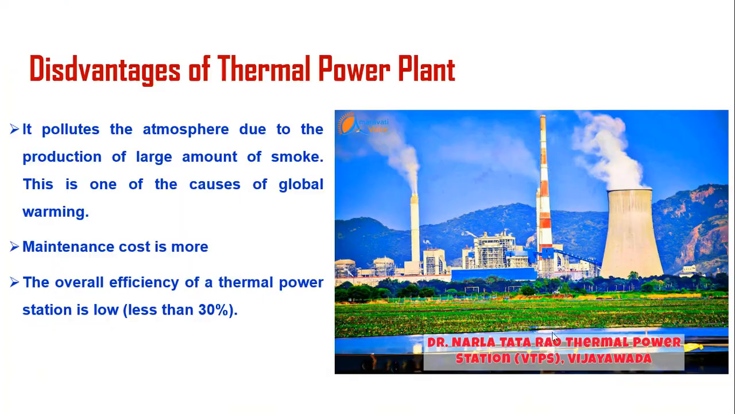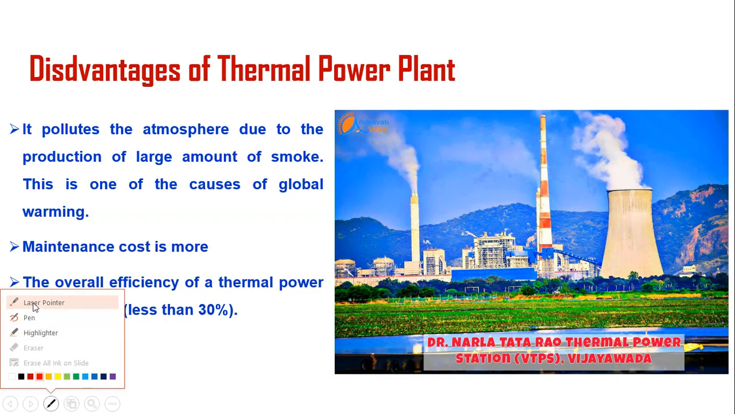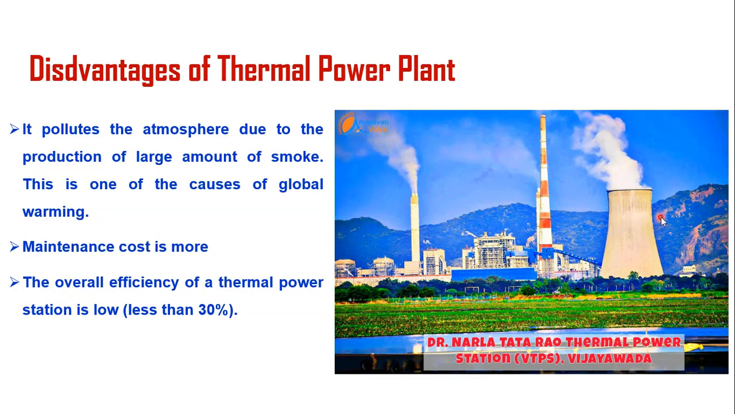So coming to the disadvantages of thermal power plants, the major disadvantage of this thermal power plant is pollution. It will release flue gases, so it will create pollution in the atmosphere due to the production of a large amount of smoke. This is one of the causes of global warming.